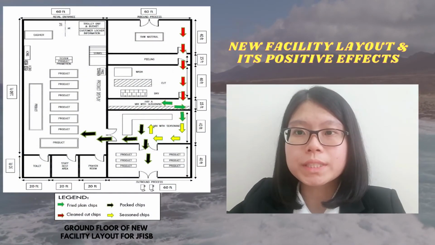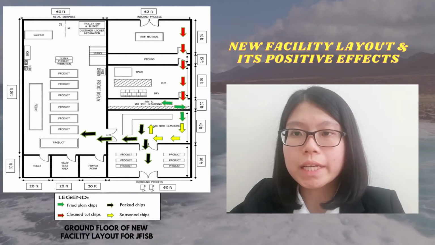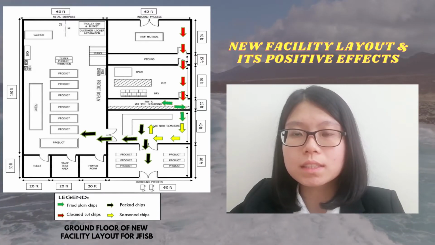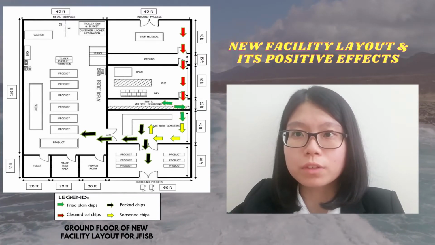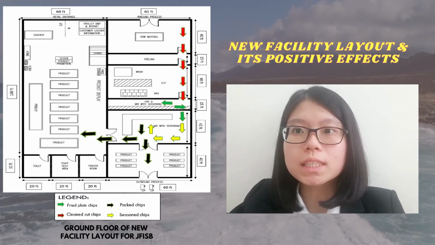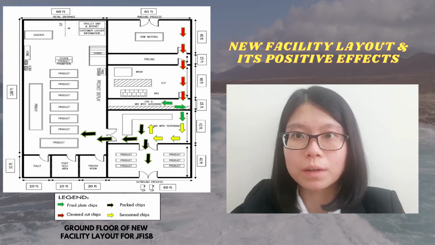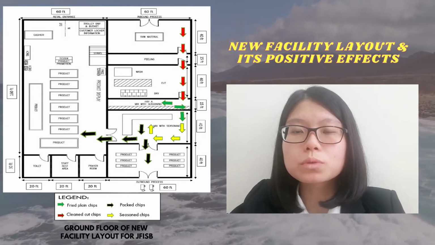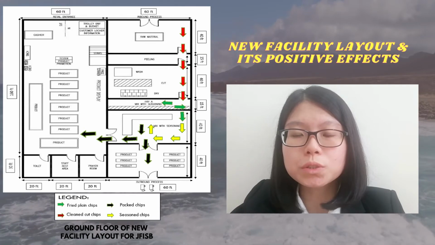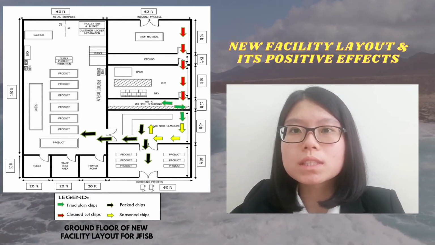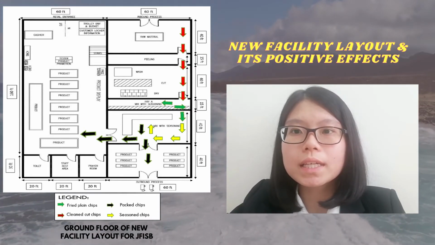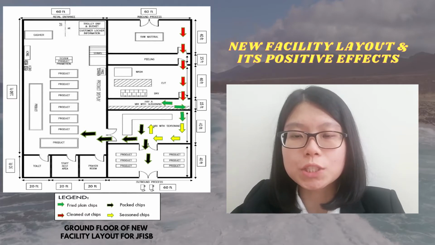Now I'm going to present the new facility layout and its positive effects. This is the ground floor of the new facility layout for Jamirah. The new facility layout can help the company speed up the production process and reduce production time because the production line is simplified compared to the current layout of Jamirah. The process from inbound to outbound has changed from spiral to a straight line, which is more systematically organized and can improve space utilization.